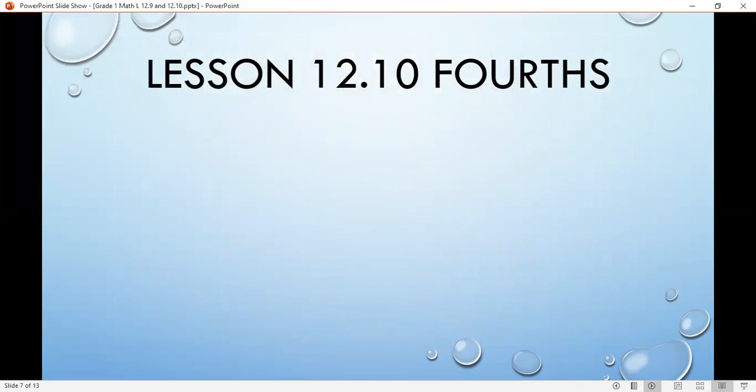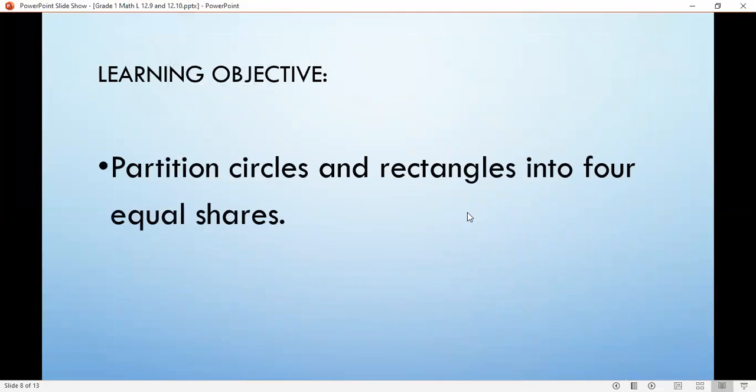Lesson 12.10, fourths. Let's see what we will learn about fourths. The objective of our lesson is to learn to partition circles and rectangles into 4 equal shares. This time we split a shape into 4 equal shares.